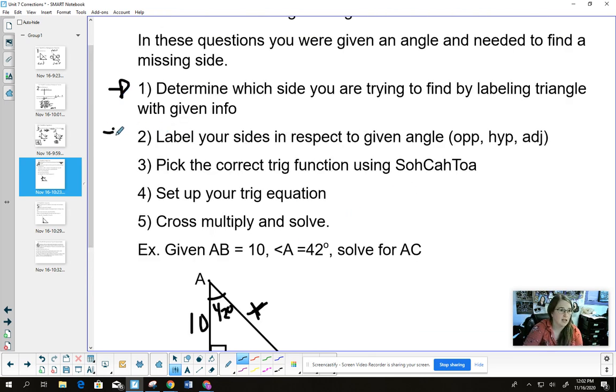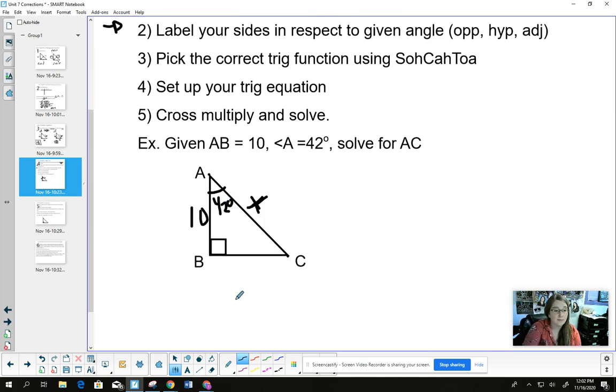Step 2 is label your sides in respect to your given angle, meaning opposite, hypotenuse, adjacent. So I'm going to go ahead and label all of my sides. I don't have this one though, but I'm going to go ahead and label it because I know this one's the opposite, right? That's the opposite. This is the hypotenuse, which leaves 10 to be the adjacent. Now, so I don't confuse myself, I'd recommend you erase the side we don't have so you don't think you can use it. We can't. We are going to look at SOHCAHTOA. This is now step 3. And we are going to pick the correct trig function.